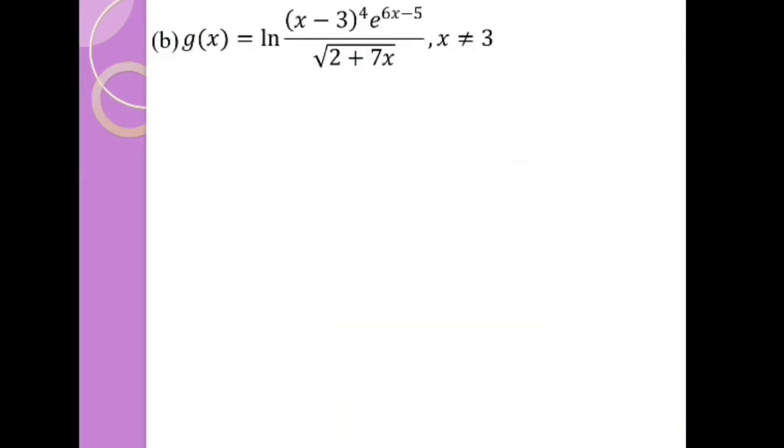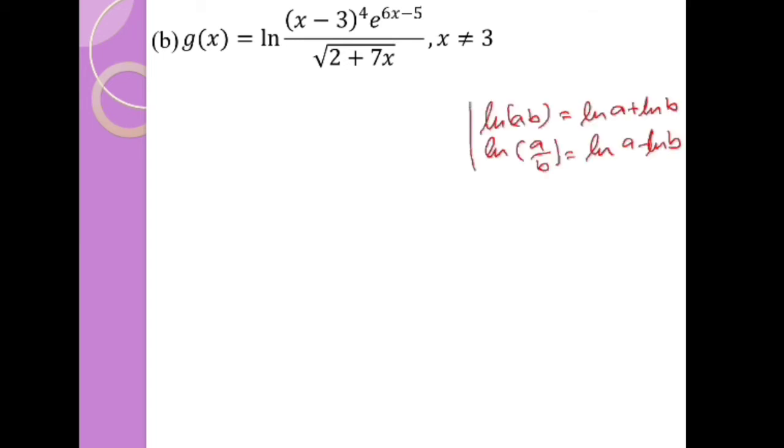Example B. Now, this looks complicated, but remember, if you can apply your law of logarithm to simplify the function first before you differentiate, that would be the best way. So is there any law of logarithm that you can apply here? Remember these two most popular formula for law of logarithms? Can you apply it here?